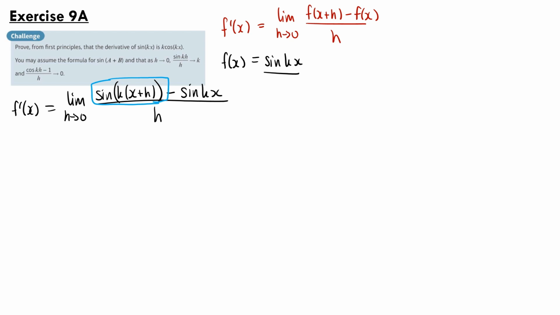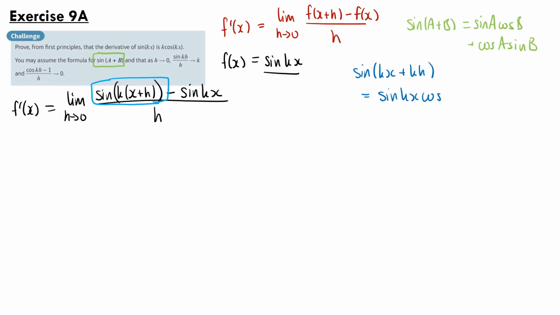It doesn't look particularly nice, but we are given a clue in the question, and that is we can assume the formula for sine of a plus b, which is sine of a plus b is equal to sine of a cos of b plus cos of a sine of b. And we can use that here if we expand out the brackets. So sine of kx plus kh, by multiplying each of the x and h by the k, and that is then going to be equal to sine of kx cos of kh plus cos of kx sine of kh.